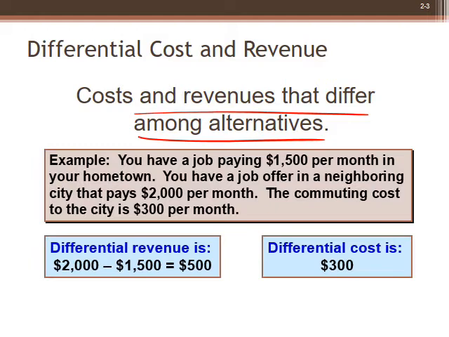you have a job paying $1,500 per month in your hometown, and you have a job offer in a neighboring city that pays $2,000 per month. The commuting cost to the city is $300. So what is the differential revenue and differential cost? Differential revenue is your $500, $2,000 minus $1,500, and differential cost is $300. So one important point that I need to mention here is that the differential cost can be either fixed or variable.